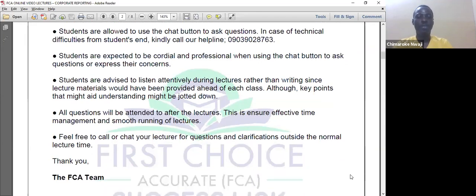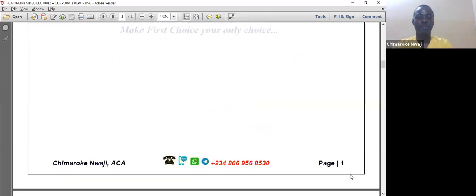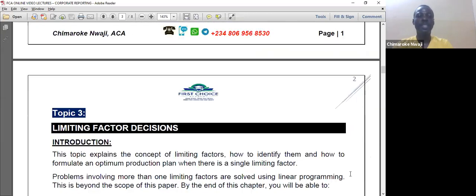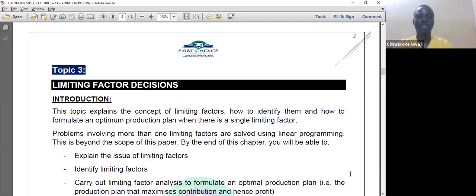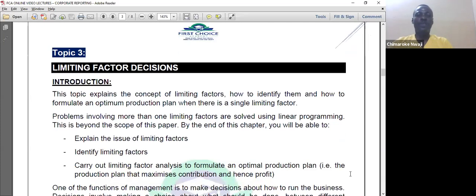So let's go straight to the topic for today, limiting factor decisions. If you look at the topic here, limiting factor, we didn't say factors, we say factor. That means it is just a factor that limits. What are they limiting? Well, look at the introduction here.